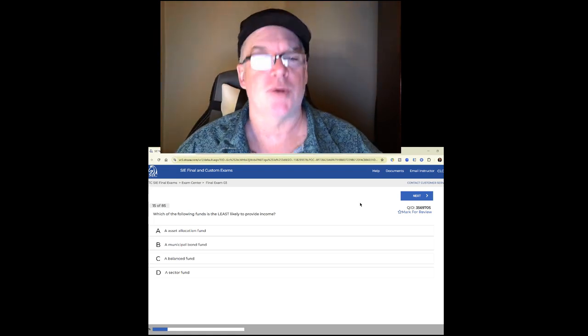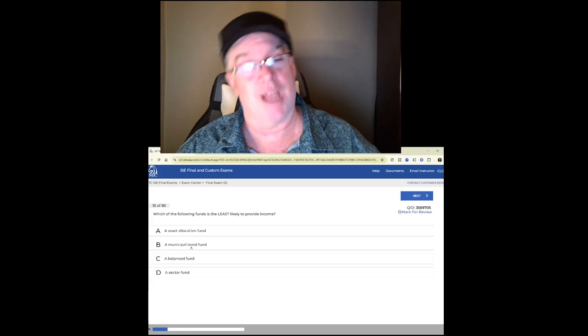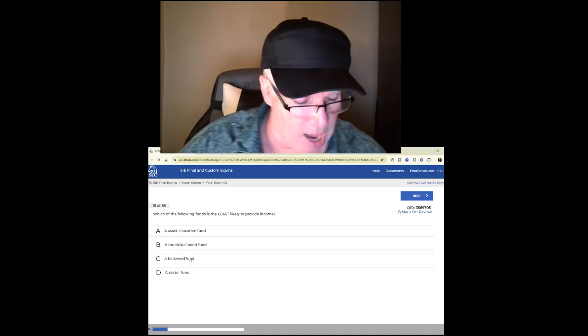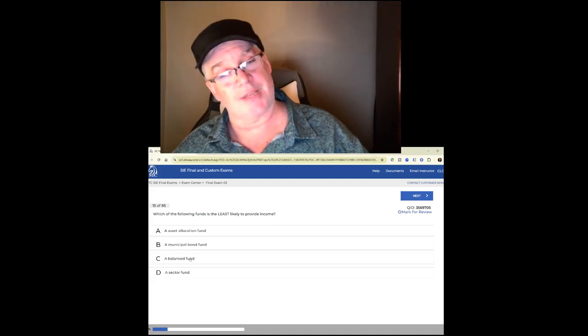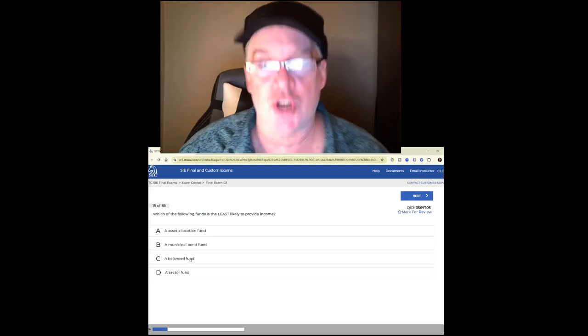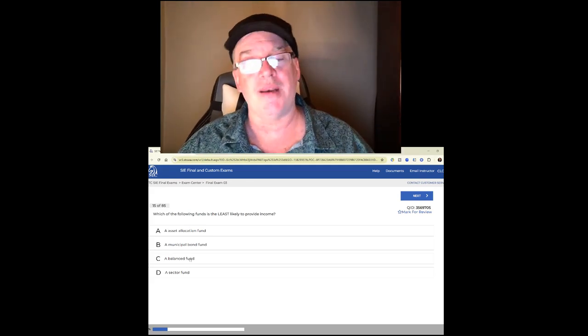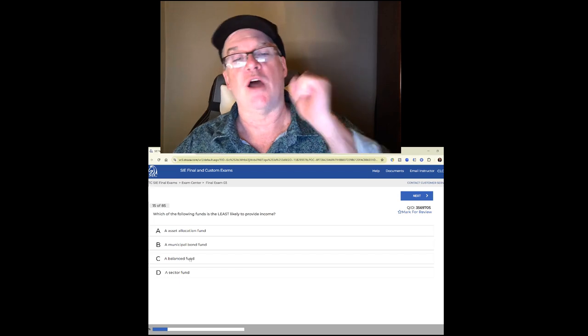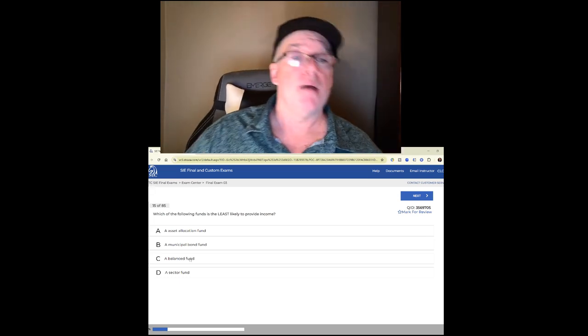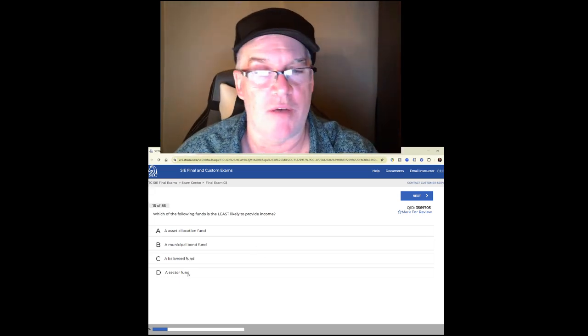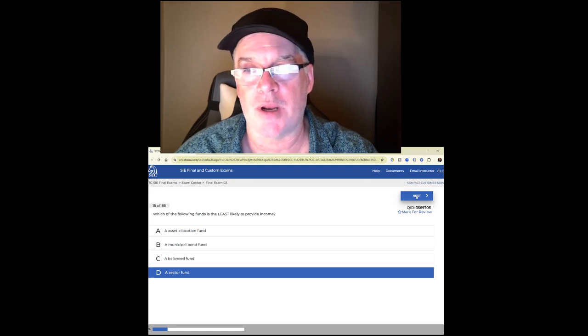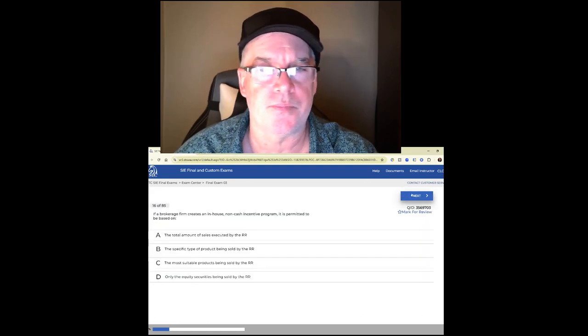Now, an asset allocation fund and a muni bond fund definitely pay income. A balanced fund has common, preferred, and bonds, which sounds like income. An asset allocation fund could have income, but a sector fund is one single sector. If they say A, I get it, but it should be D, a sector fund. We all love the D, right? Okay, not me, but some people do.